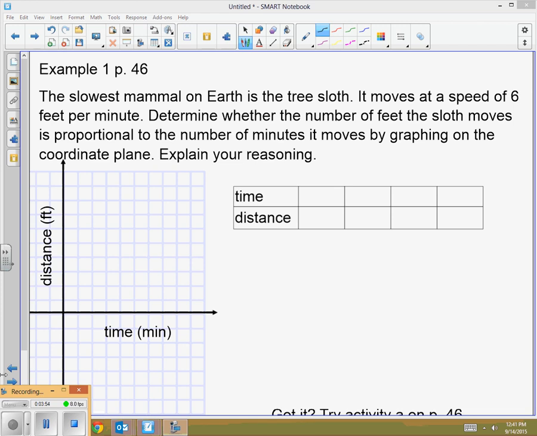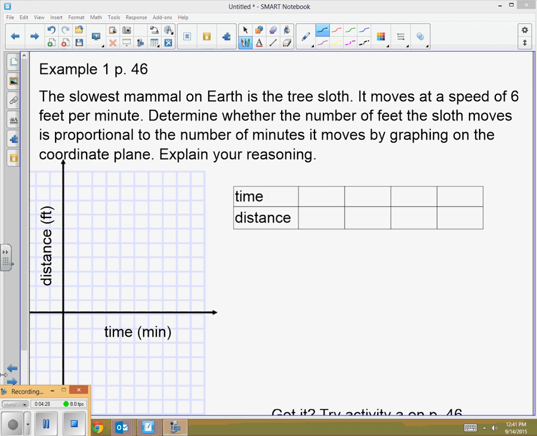Okay, continuing on with example 1 on page 46. This example will teach us how to identify proportional relationships. Another way to determine whether 2 quantities are proportional is to graph the quantities on the coordinate plane. If the graph of the 2 quantities is a straight line and it passes through the origin, then the 2 quantities are proportional. So looking at example 1, it reads, the slowest mammal on Earth is the tree sloth.